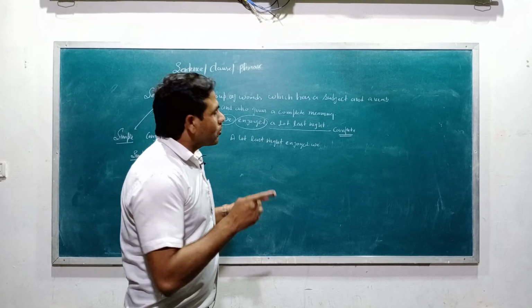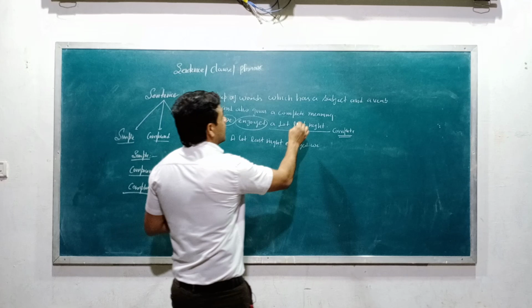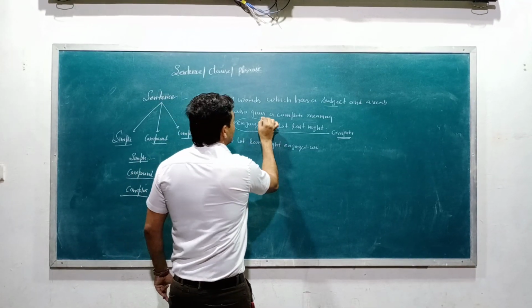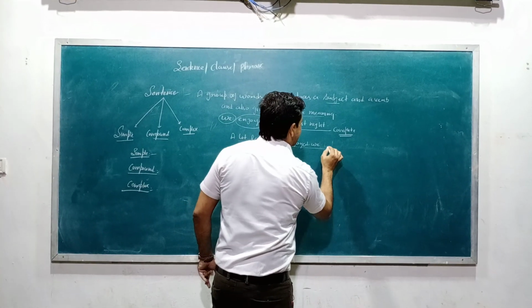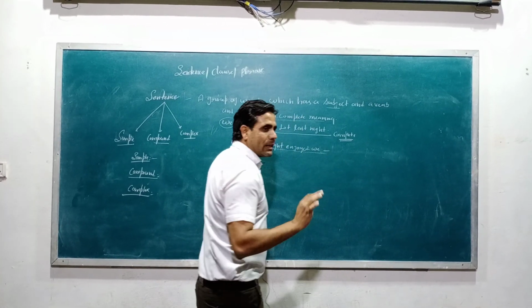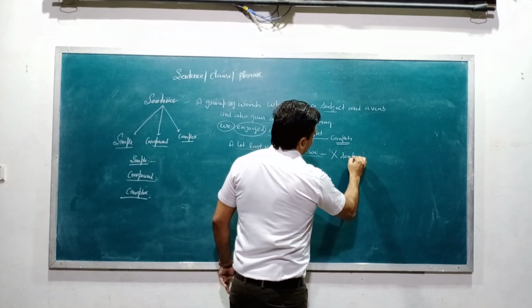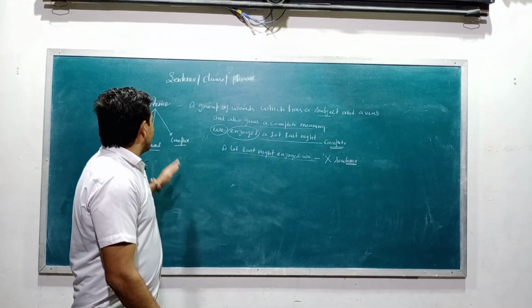No, we cannot call it a sentence because as I told you, a group of words which has a subject and verb and, more importantly, gives a complete meaning. But if you look at this particular group of words, it does not have a complete meaning. So therefore we cannot say it's a sentence. It is not a sentence. I hope it's clear. So now let's move on.